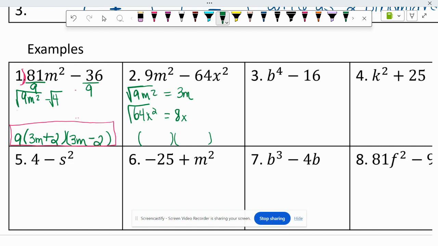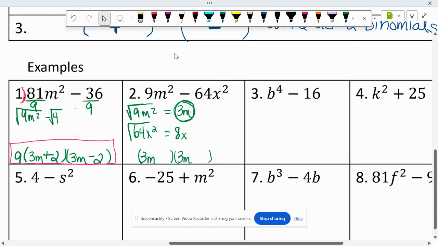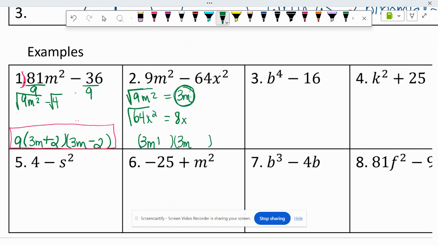What did you get? What's your first term? So 3m. You have to join one with a what and one with a what? What two symbols do we need? Okay, so let's do 3m plus, what's your last term? 8x. Okay. And then 3m minus. Good job.